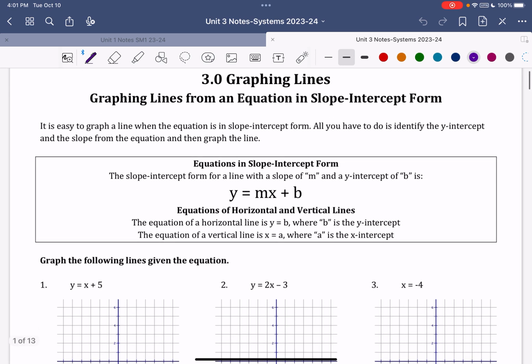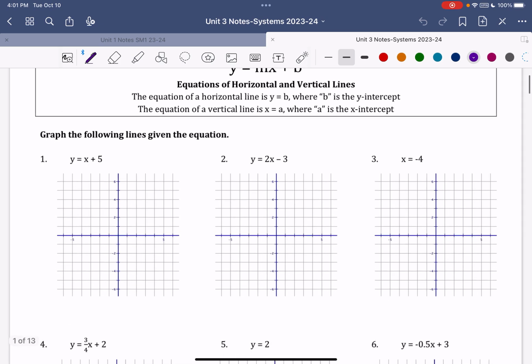So slope-intercept form is y equals mx plus b. M tells you how to move. B tells you where to begin on the y-axis. So y equals x plus 5. This means we begin, and then our m is that number in front of the x, which is 1. And we can turn it into a fraction, 1 over 1. So our b is at positive 5, and then our slope is positive 1. So up 1, right 1, or we can go down 1 and left 1, because we want to be going uphill from left to right.